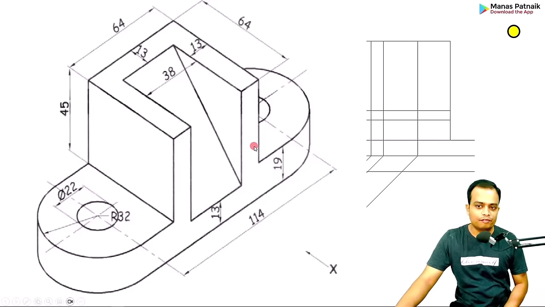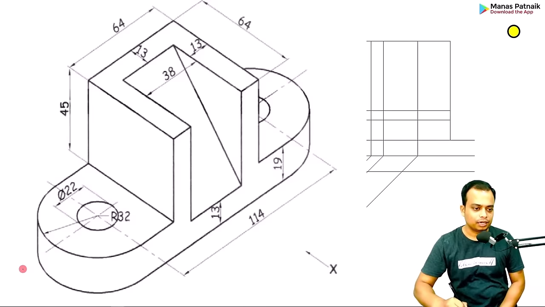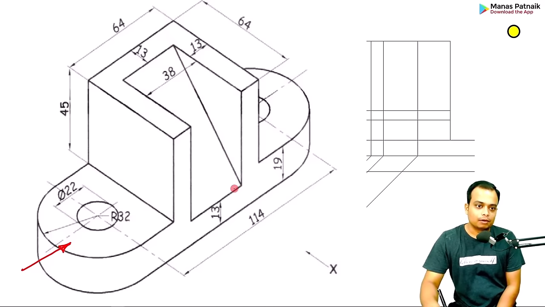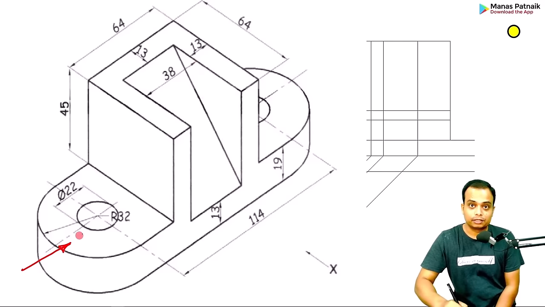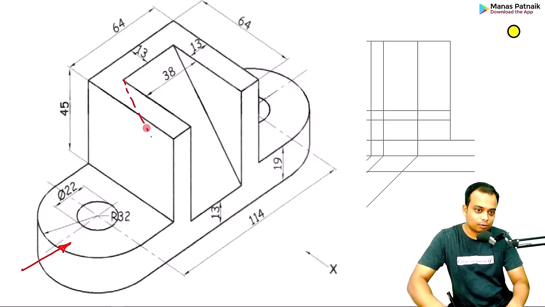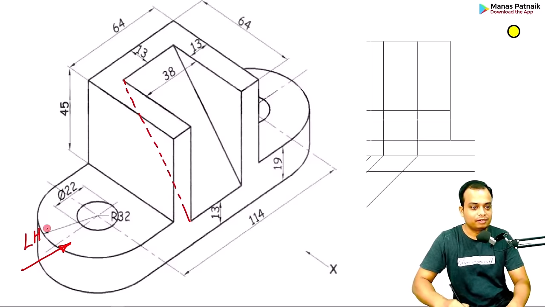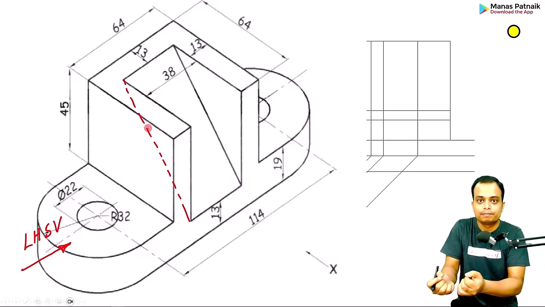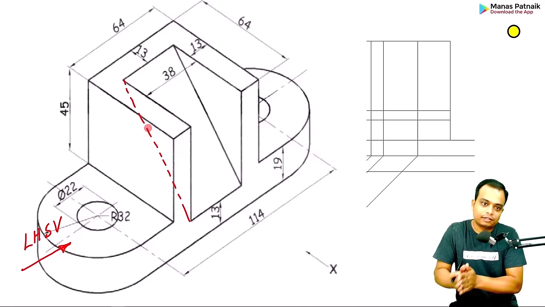Take a look now. Where are we looking from? Sir, from the left hand side. Okay. So there is this slant edge that you can see. Will you be able to see this from the left hand side? No, sir. So this is that slant edge I'm talking about. It is a hidden feature, especially from the left hand side. So it has to be given respect in the form of a dashed line. Will you do that? Yes, sir, we surely can.